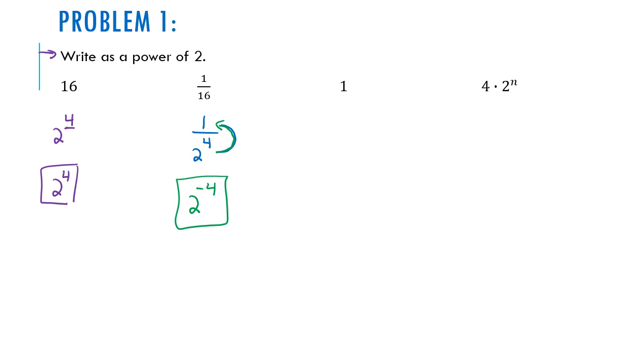So if we look at a 1, how in the world do we write that as a power of 2 that has a base of 2? Well, we all know that any number to the 0 exponent would equal 1, except for 0. Therefore, we could say 2 to the 0 would equal 1. So now we've written it as a power of 2.